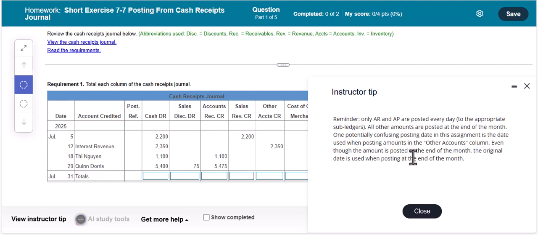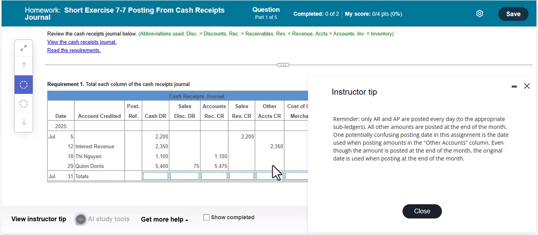for you about posting this other accounts column. The only thing on here, before we get to the other accounts column, that we post at the end of every day are AR and AP. In this case, here's our AR. So we post this at the end of July 18th and this at the end of July 29th. And everything else, all these totals, are posted at the end of the month.